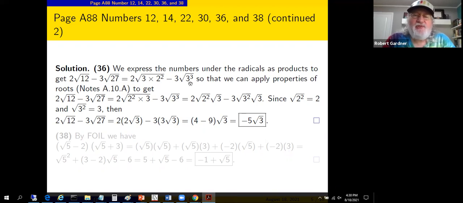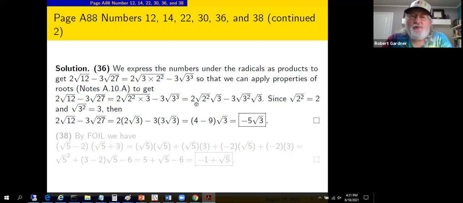27, well, we saw that was 3 cubed before. Well, 3 cubed, that's 3 squared times 3. So I can get a square root of something squared. There'll be some stuff left over. Some stuff left over in this one too. So we can take 2 square root of 12 minus 3 square root of 27. Rewrite it as given, as we did.